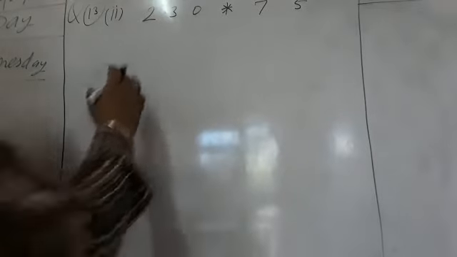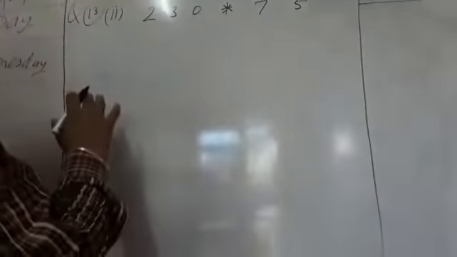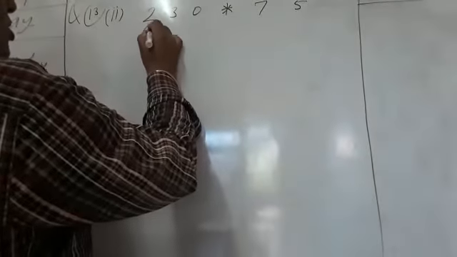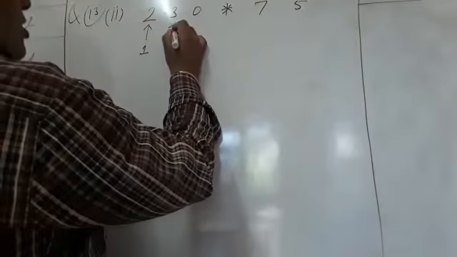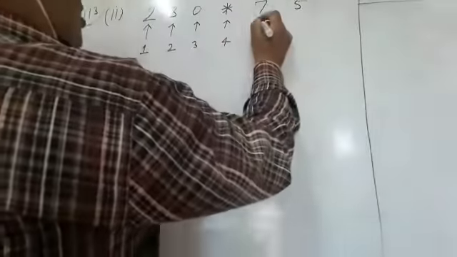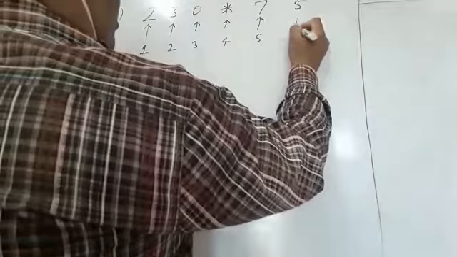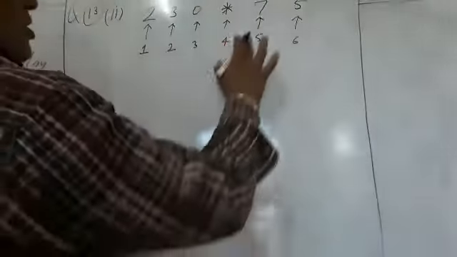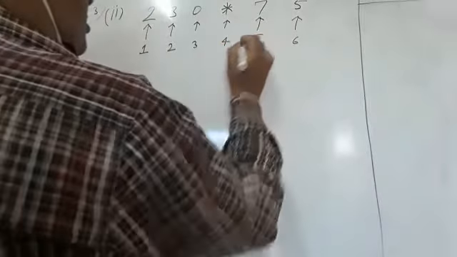So first of all, we represent it in odd and even number places. So now this is 1, this is 2, this is 3, this is 4, this is 5, and this one is 6. Is it clear?